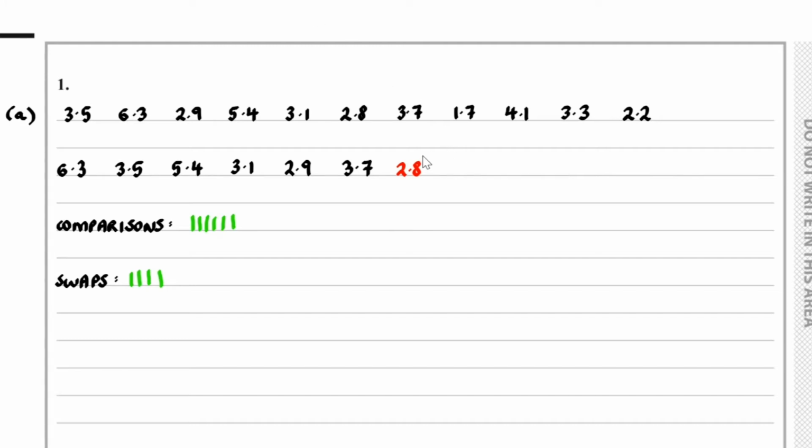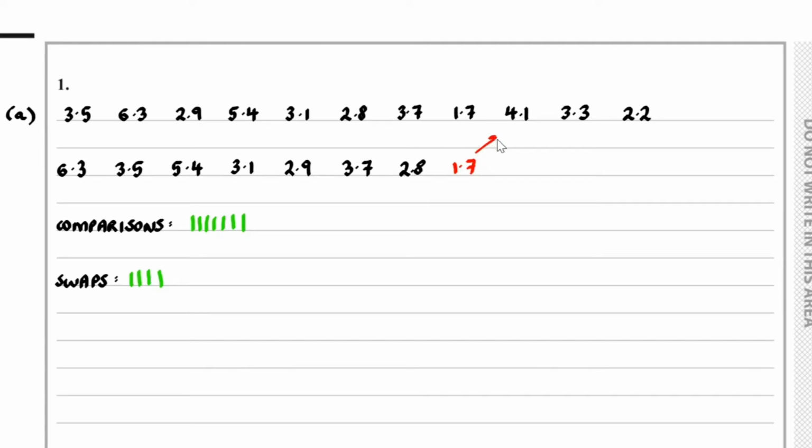Now we compare this 2.8 with the 1.7. So that's another comparison. Do they need swapping? Well, 2.8 is larger than 1.7, so they don't need swapping. So the 2.8 will go here, and temporarily we write down the 1.7 here.